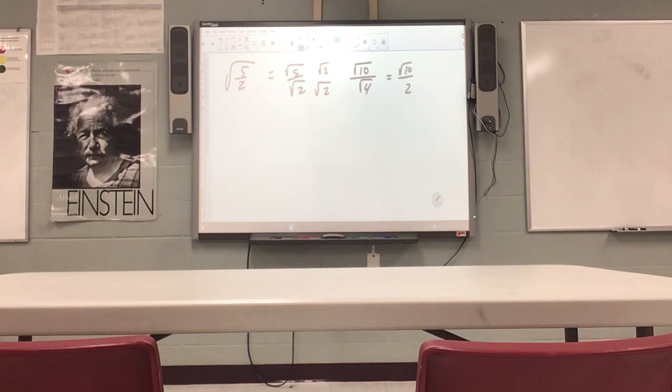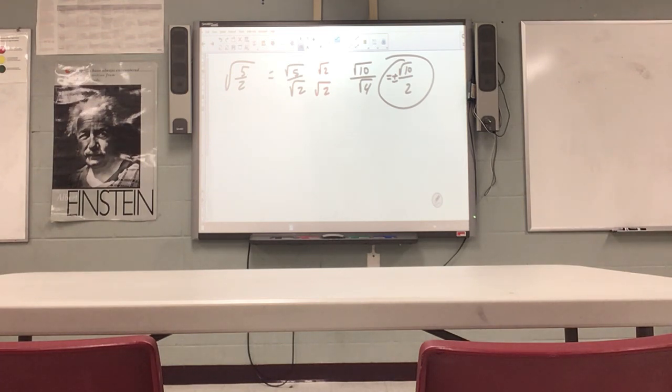Okay, so what about that 10 on the top? Is it a perfect square? It's not on that right side of our list. If I start checking the numbers below it, 9 won't go into 10 evenly. 4 won't go into 10 evenly. So 10 can't break down. So it's just stuck like that. Throw your plus minus sign. Winner, winner, chicken dinner.